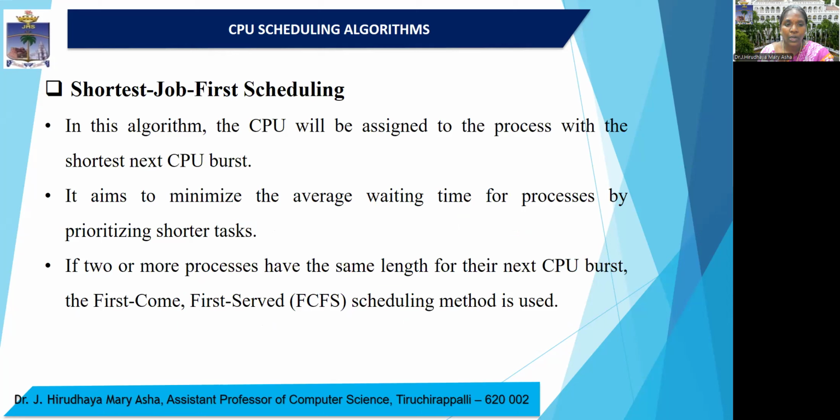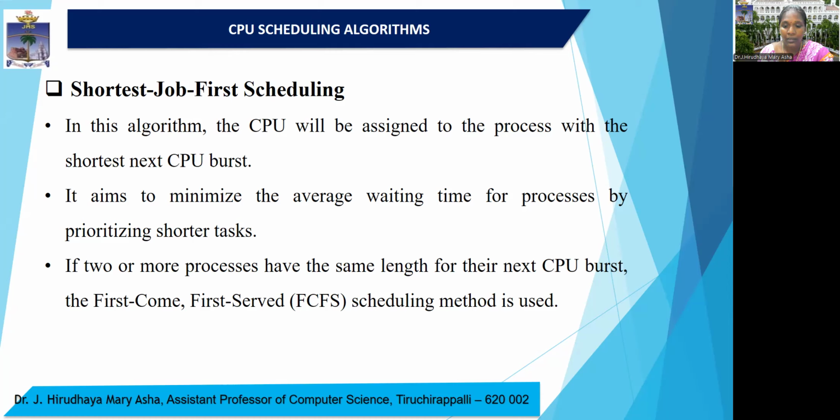Next one is shortest job first scheduling. In this algorithm, the CPU will be assigned to the process with the shortest next CPU burst. The main aim of shortest job first scheduling is to minimize the average waiting time for all the incoming processes, so we have to prioritize the shortest job first for allocating the CPU. In this, we'll see one example.